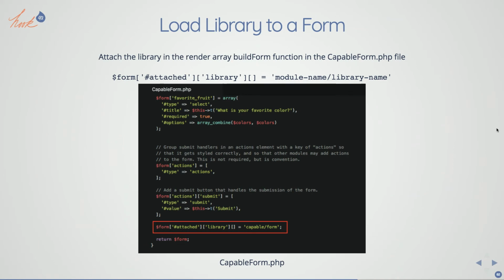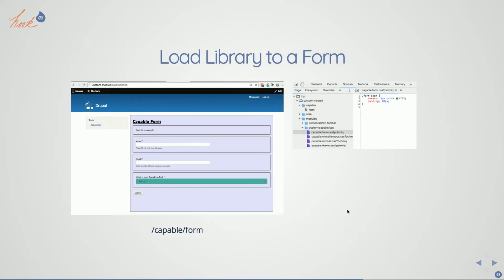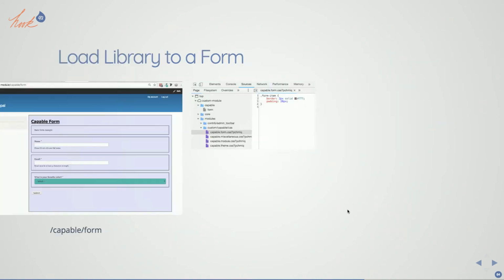You can also load a library to a form, so you can just make form styling, and you attach this in your render array in the form. In this case, in one of those 4 functions we needed to build our form, we can add it to build form, and we just give it the name of that library and we attach it to the form. And then you can check that it's working in the form.